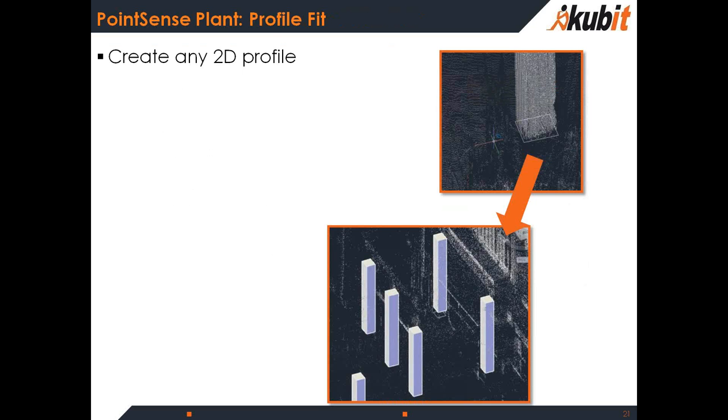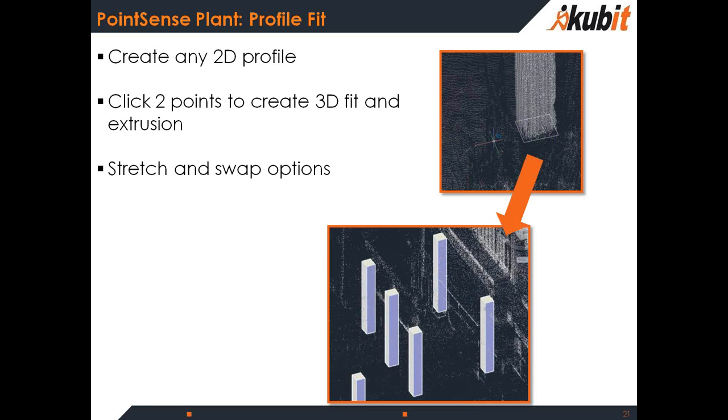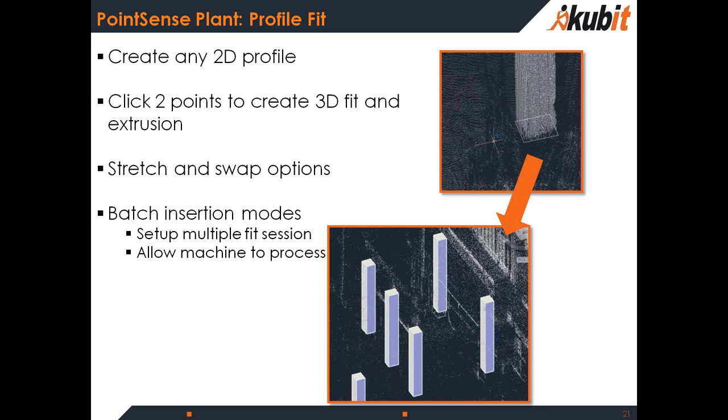Now, in addition to the steel, we also have a custom profile fit, and we'll show this as well. Really, it's a two-step process. You create any 2D profile, whether it's a rectangle, a circle, a polyline, whatever the case is, as you can see in this top screenshot here. And then you click 2 points on the piece in the cloud, and it'll create the extrusion version of that 2D profile. And just like with the steel, you have your stretch and swap options. It's just really a way for the user to be able to create a custom profile.